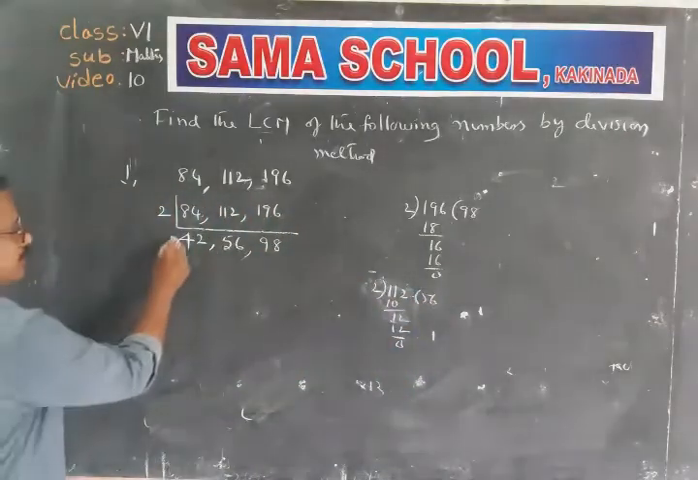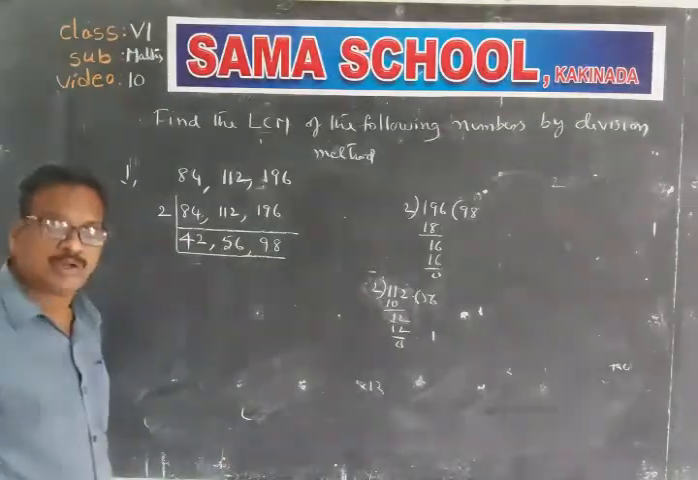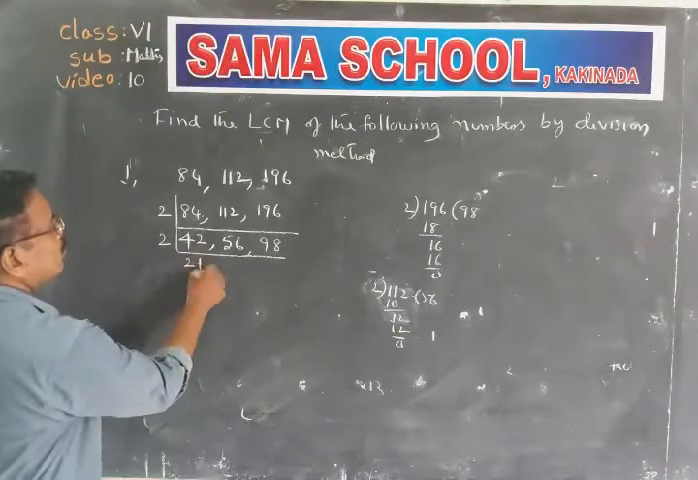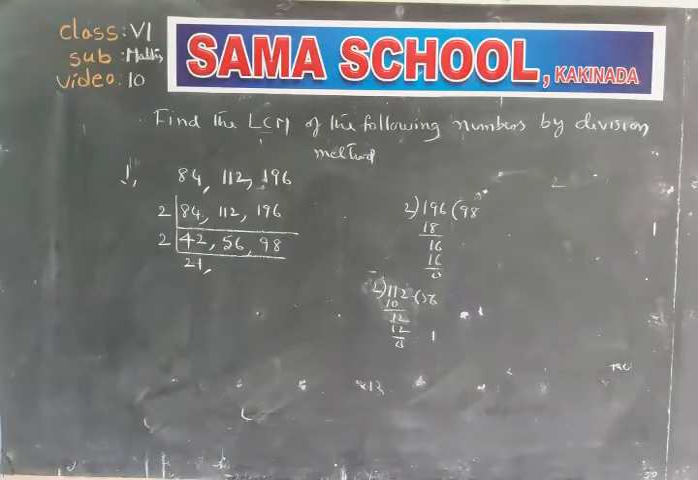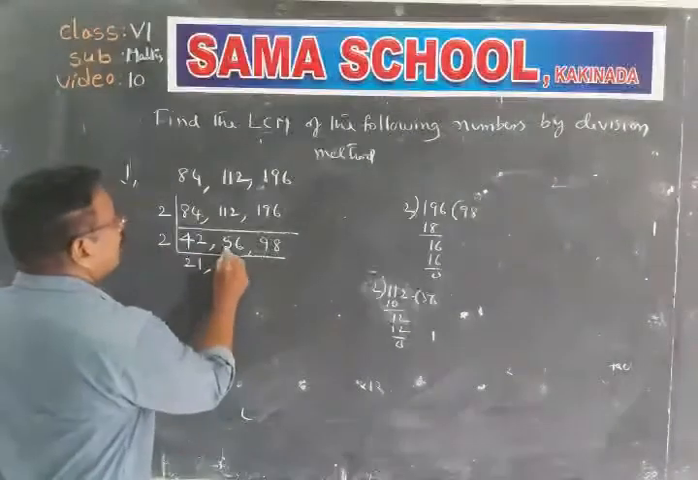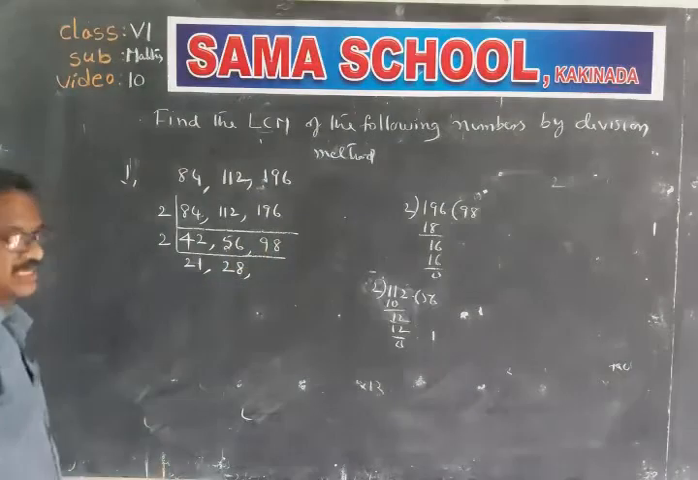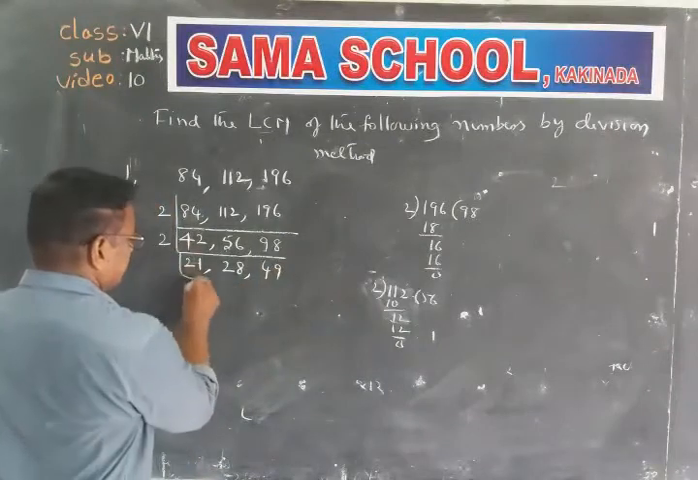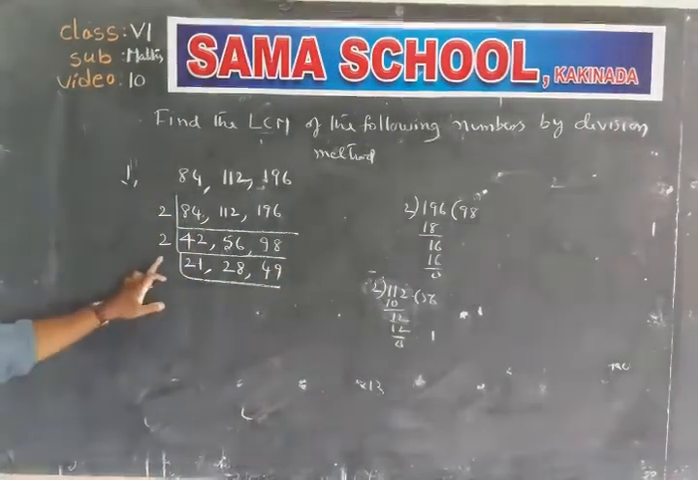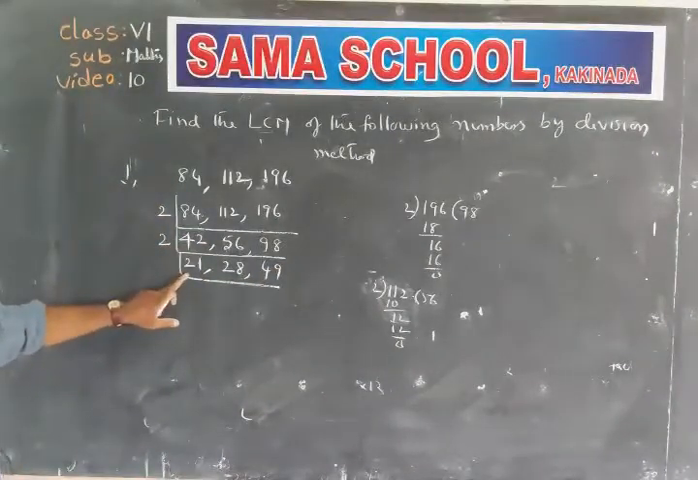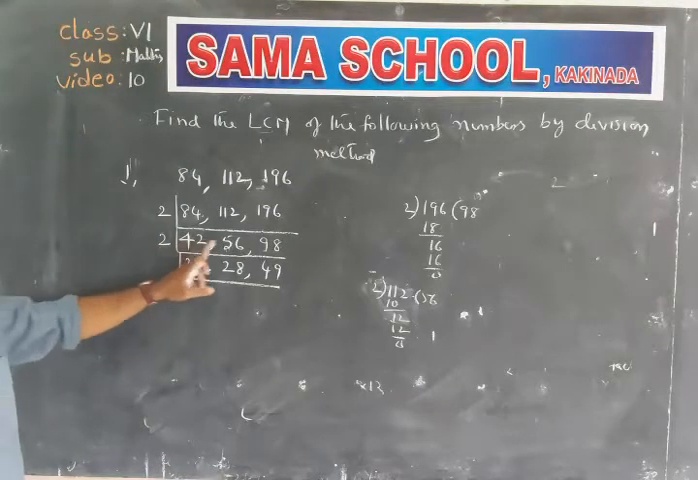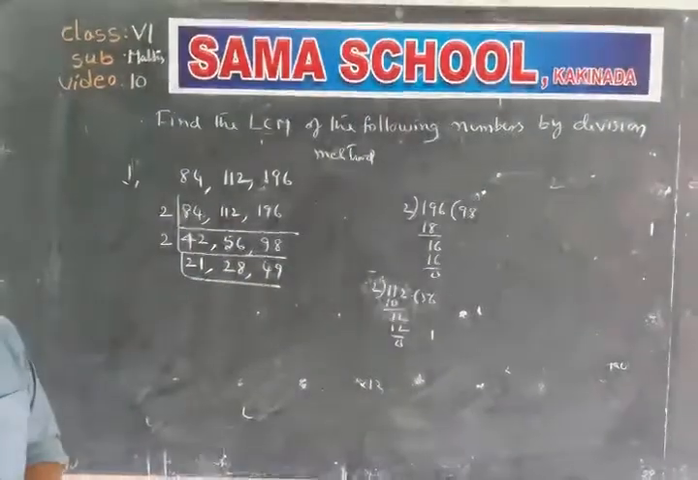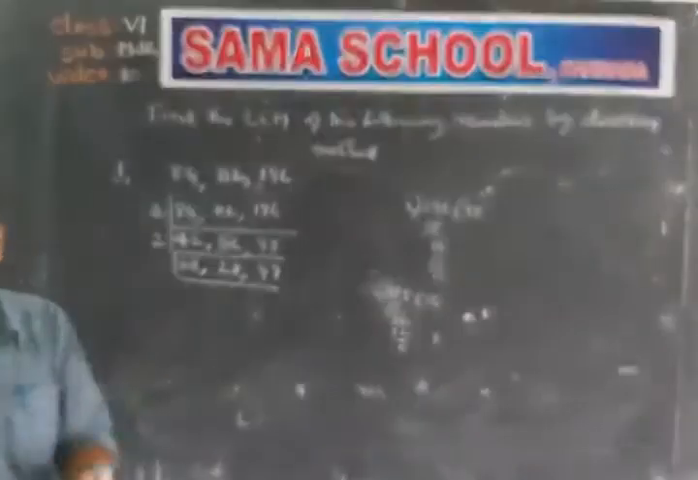Again, which number divides them? The least prime number 2 divides. 2 twos are 4, 2 twenty-ones are 42, 2 twenty-eights are 56, 2 forty-nines are 98. So 2 divides again. 42 divided by 2 is 21, 56 divided by 2 is 28, 98 divided by 2 is 49.